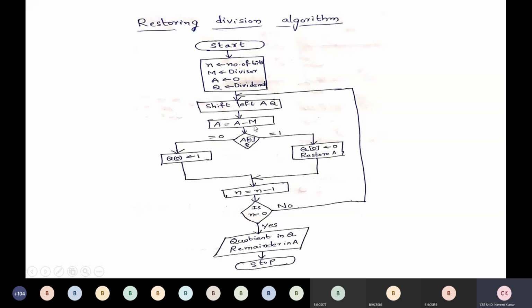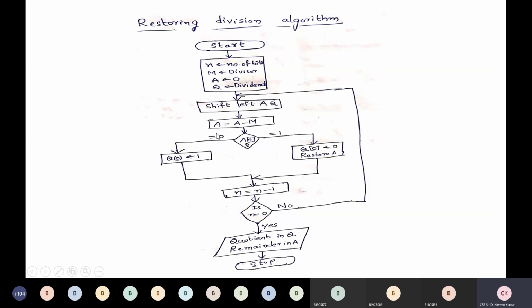Next, A is equal to A minus M. So we do 2 minus 13, and we get minus 11. Whether minus 11 is positive or negative, we will check. That is the most significant bit, A of n, that we are checking, because computers work in binary format. That's why we check the condition in this way.